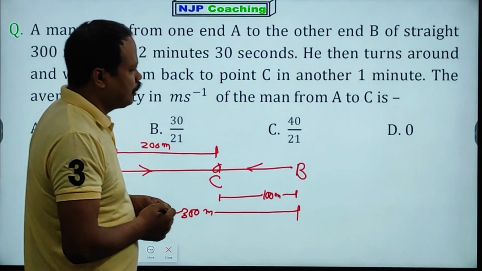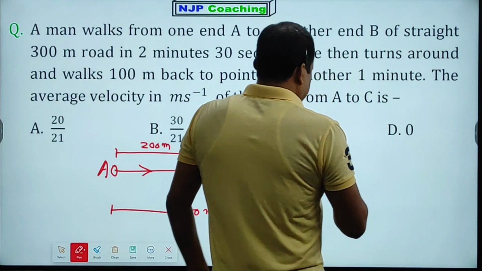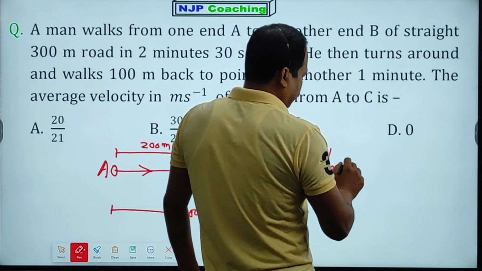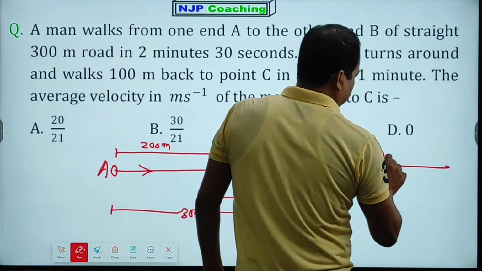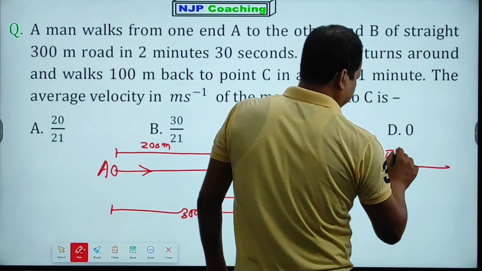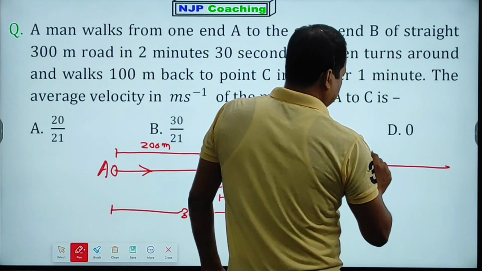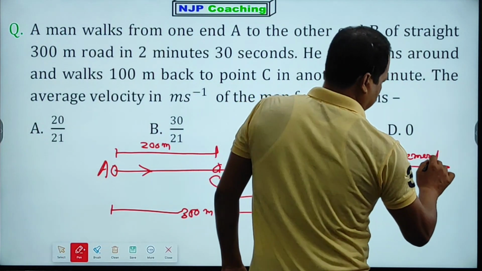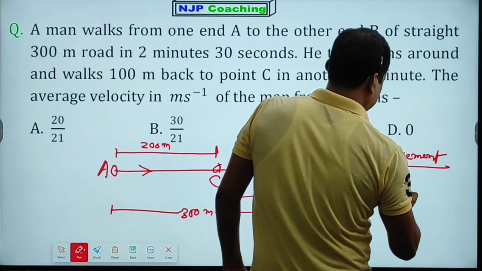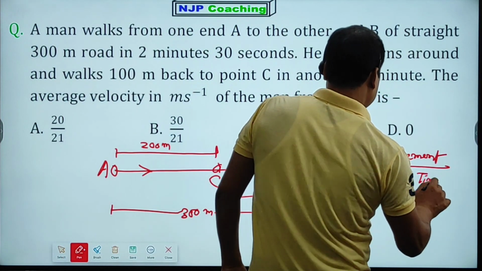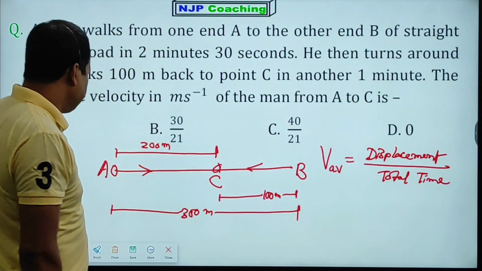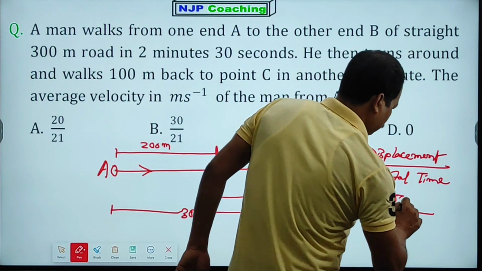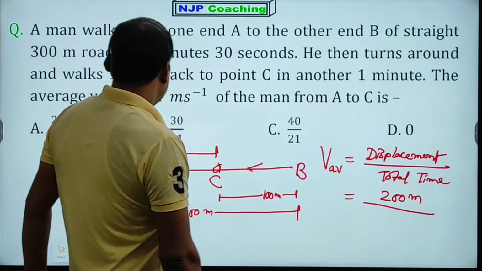And what is the time taken? Displacement, velocity average, so displacement by total time. Okay. So displacement I have got 200 meter. Total time.